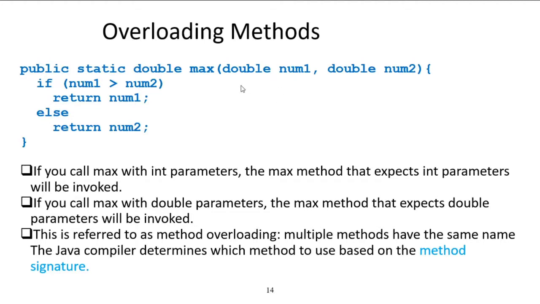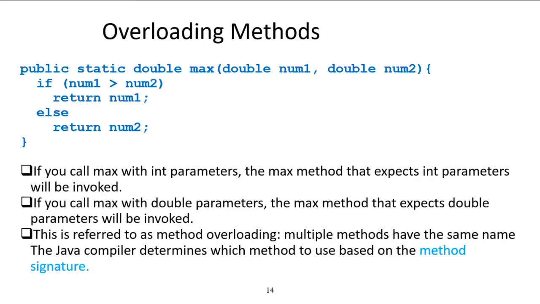So here is how you do it. You define the function as it is, public static double, that's the return value. Instead of int, we will have double, and then max is the name of the method, the same name, but then the signature will be different. This time, instead of int, we will have double num1 and double num2. And inside the method, you can compare the two numbers and return whichever is bigger.